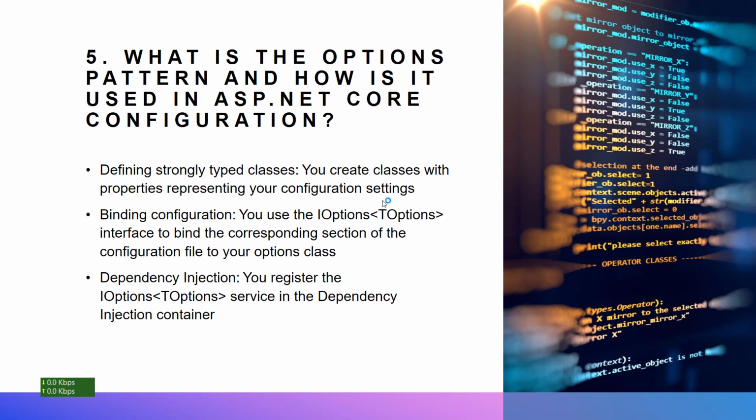The next question is what is the options pattern and how is it used in ASP.NET Core configuration. So in configuration, you might have seen that there are option delegates available, and with those options we are pointing and giving so much other information. For example, we are using Swagger, and in Swagger we are giving the options, and in the options we are specifying this is a JSON file, and this would be the route, or these types of things. So those are the options.